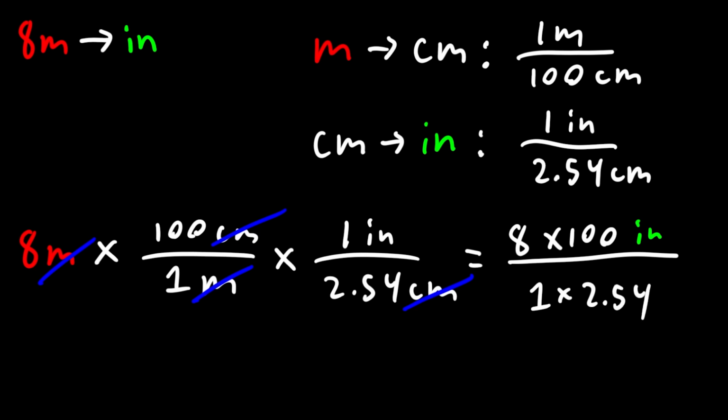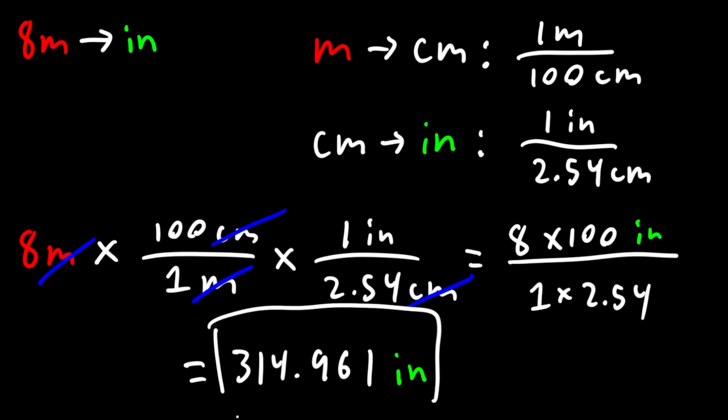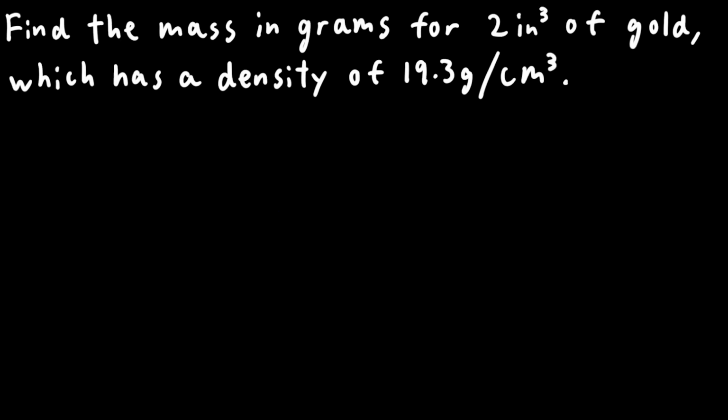To solve for this, we can just plug it into our calculators. You should get something along the lines of 314.961. So 8 meters is equivalent to 314.961 inches. Now let's do a real chemistry conversion.